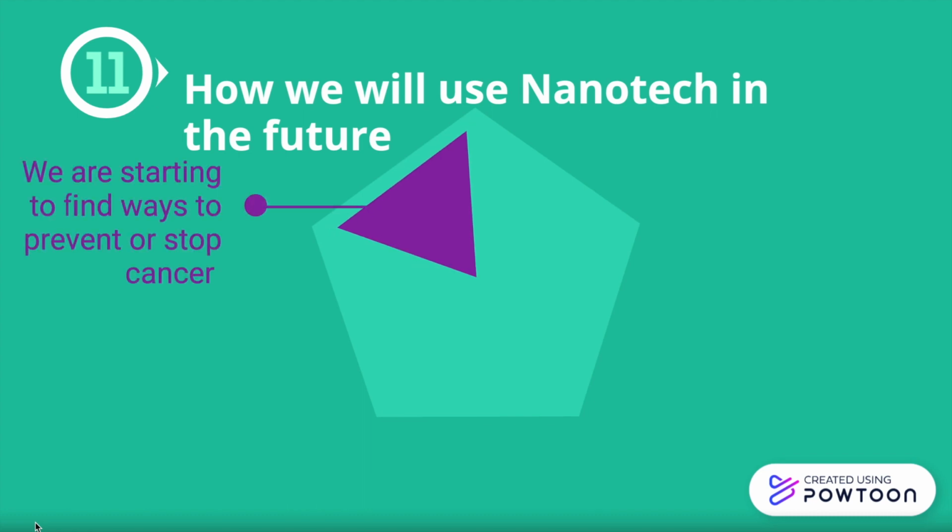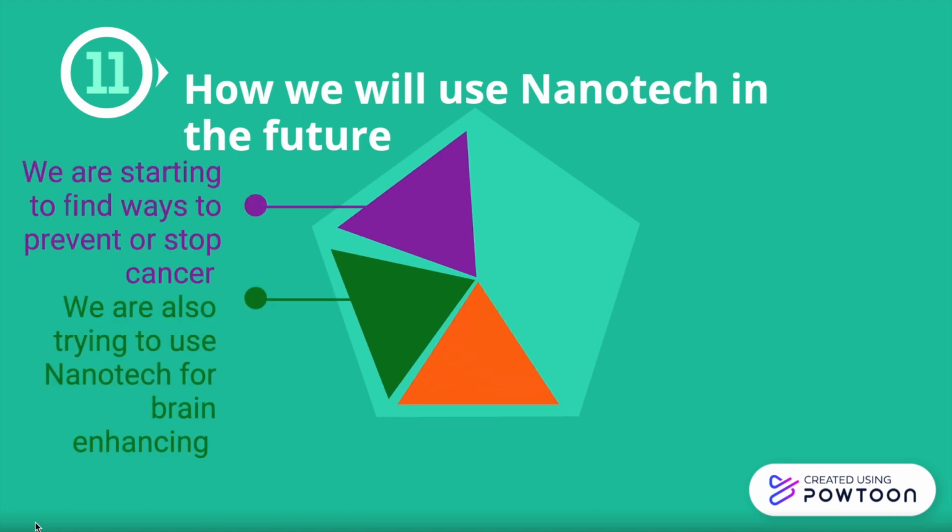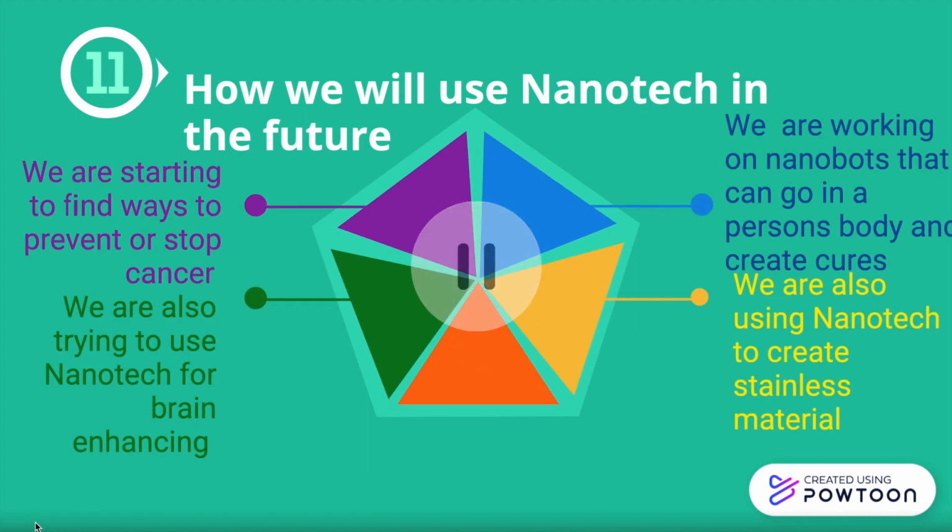Now this is an interesting one because there are a lot of things that we can do in the future with nanotech, and it varies a lot, but here are some of the best things. We're starting to find ways to prevent or stop cancer, which is a big thing that I already told you about. We are also trying to use nanotech for brain enhancing, which is also very interesting. There can be pills or anything that a human can take and allow them to enhance their brain and become smarter.